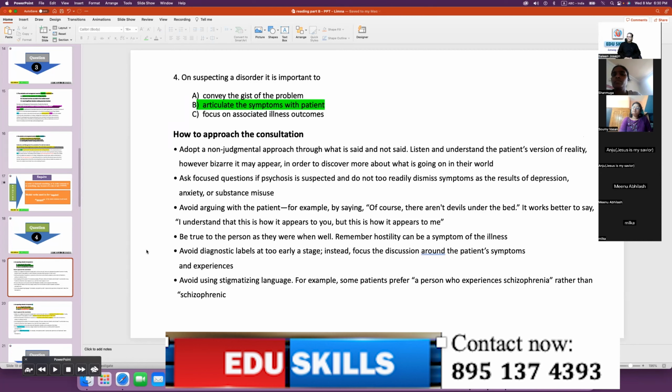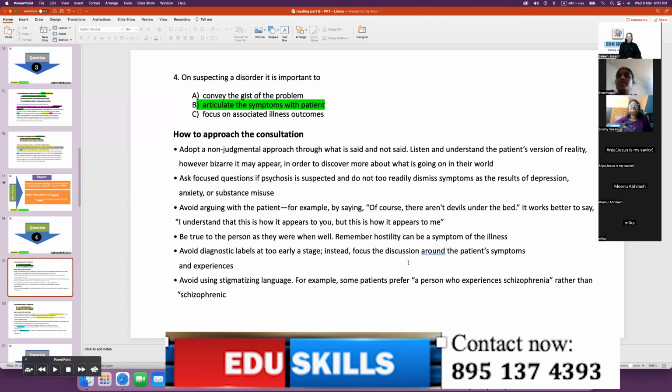Any revelation, any finding? Yes, Father. Second last, avoid diagnostic labels at an early stage. Instead focus around the patient's symptoms and experience. That can be a hint to the answer, but somebody asked me what is a gist question. This is known as the gist question, gist-based question. This is definitely gist-based, means every line will be connected to the answer.